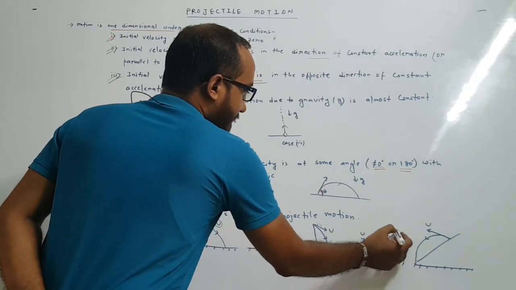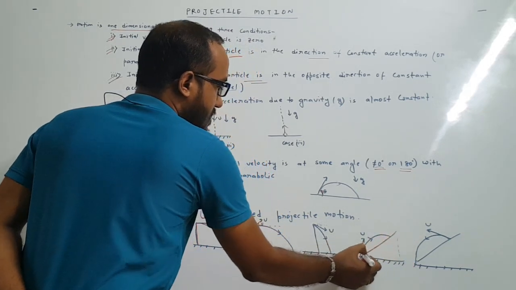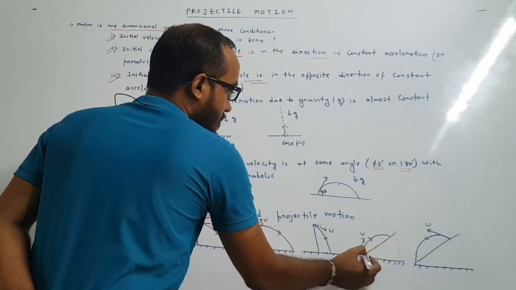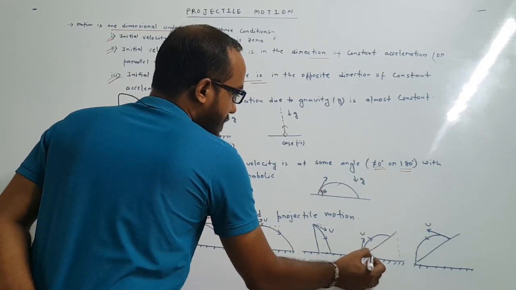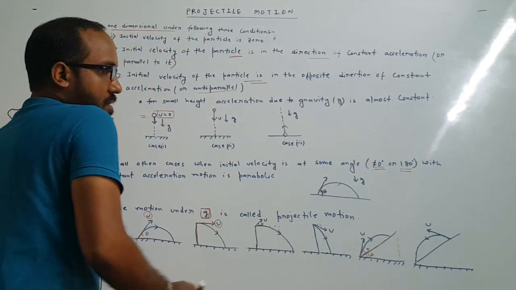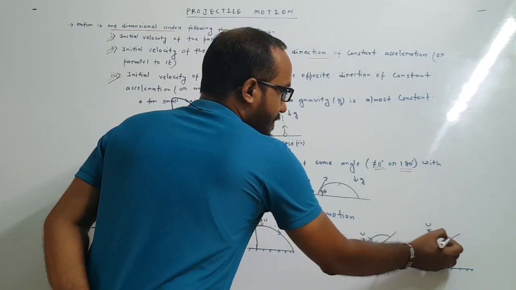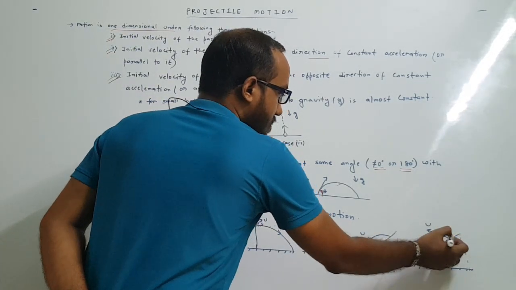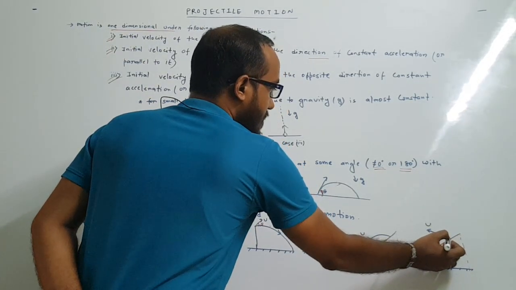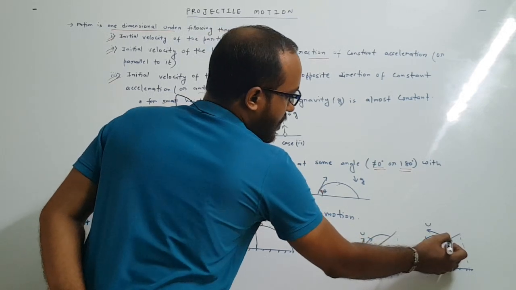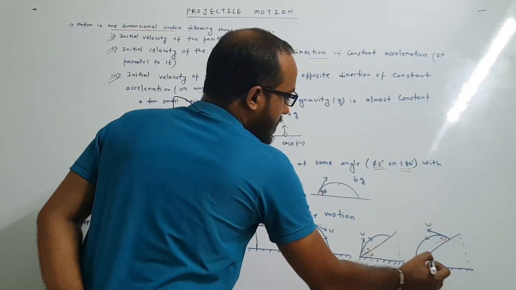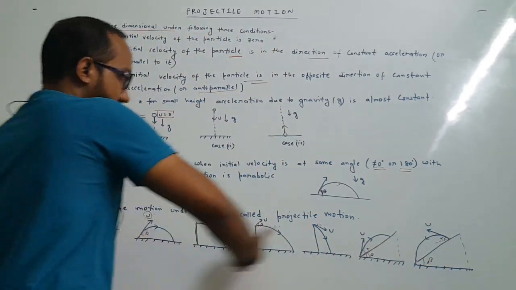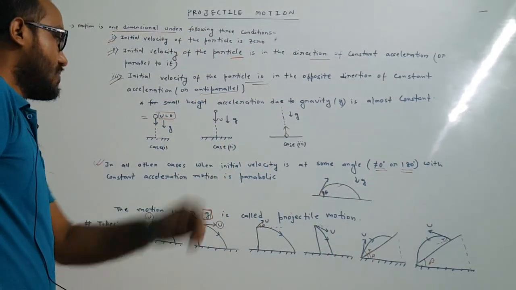If you have a slanting height, this may also be a projectile motion, where this angle is alpha and this angle is beta. And you may throw something from the slanting height towards the downward direction with alpha and beta. So these are the types of projectile motion.